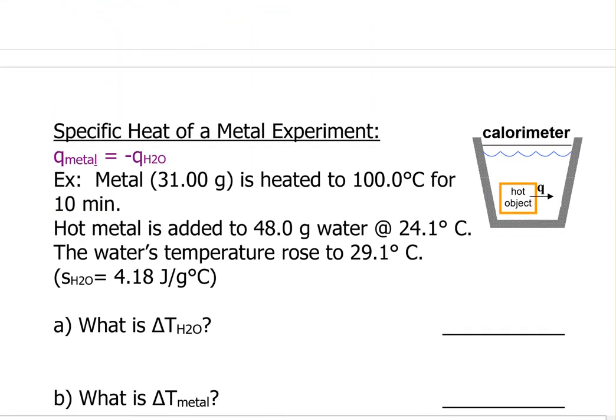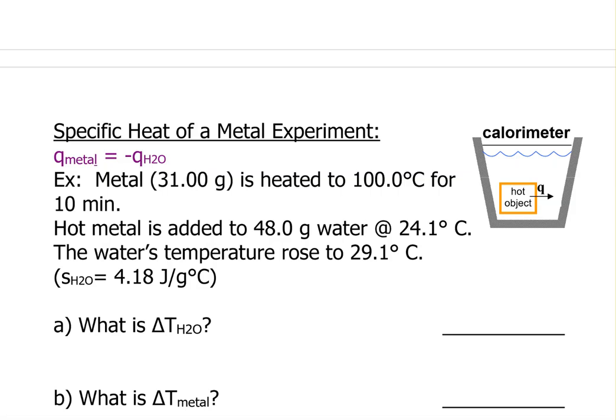Okay, first experiment we're going to look at is with the hot metal. So we're going to heat some metal by having it submerged in boiling water. And then we'll have a cup of water, and measure the temperature of it before. Then we'll pour our hot metal in, and of course the water will warm up. The hot metal will give heat to the water, and we'll measure the temperature change in the water. And from that, we'll be able to determine the specific heat of our unknown metal.